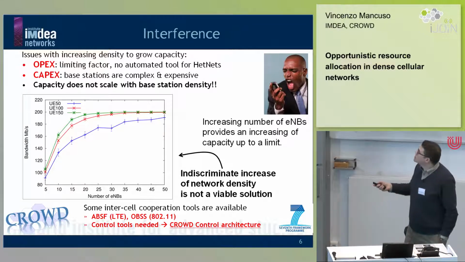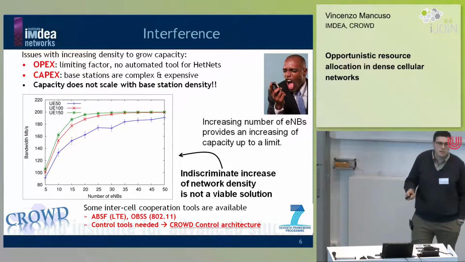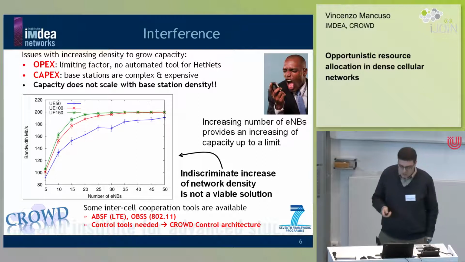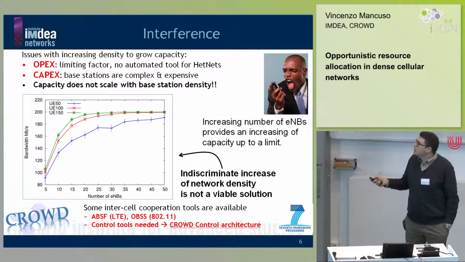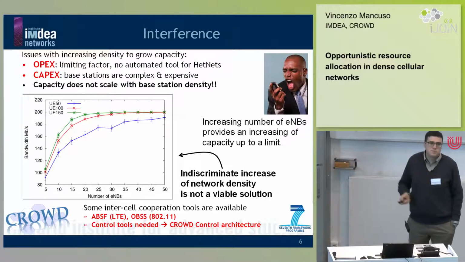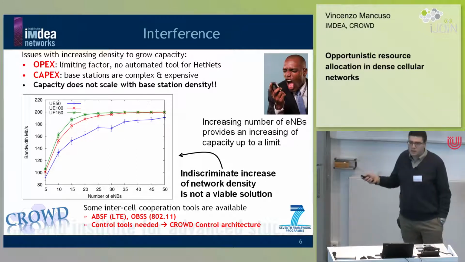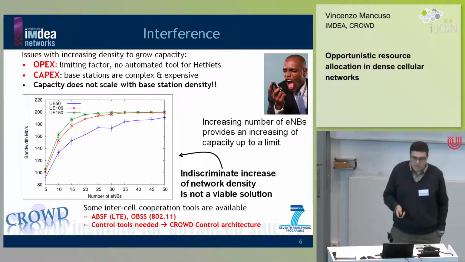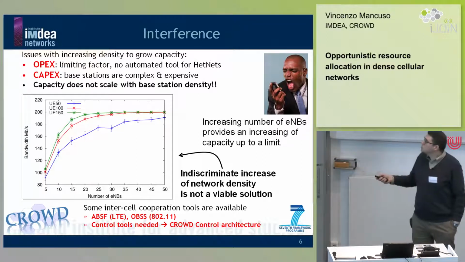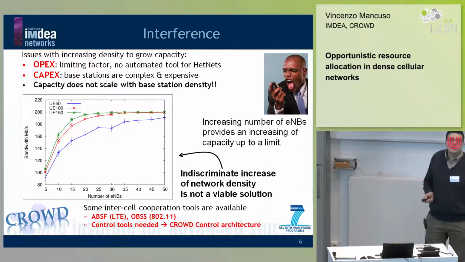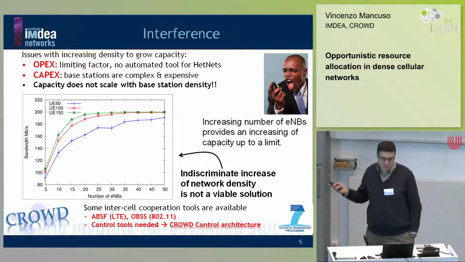So what you can do, for instance, there are tools for LTE, like the ICIC, the intercell interference coordination, and in particular the almost blank subframe that has been proposed by the standard, which we will focus on later. But there are also solutions for Wi-Fi, for overlapping BSS, for instance. The thing is, there is a strong need for control tools to be developed, which basically leads to the definition of the CROWD control architecture for the network that I will present in a minute.